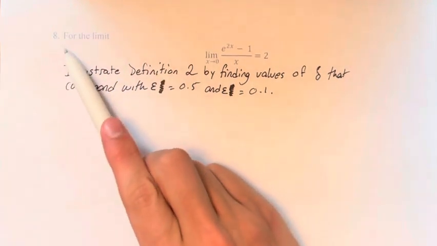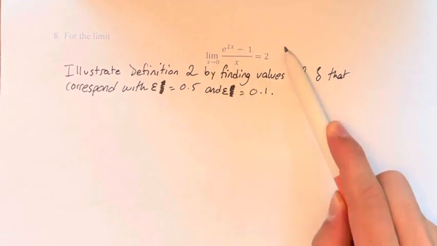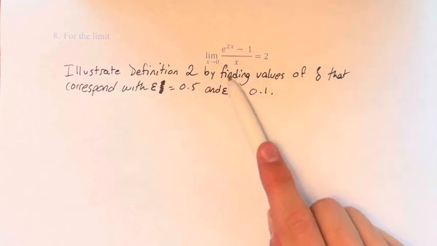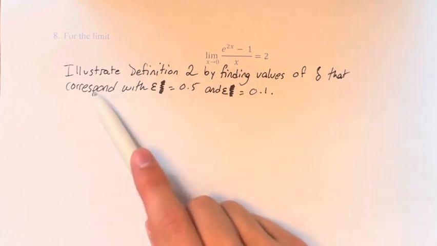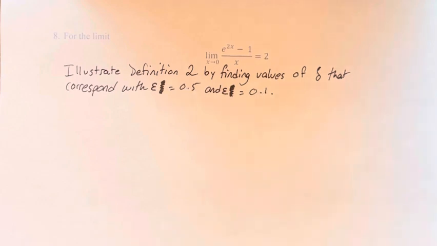In this problem, for the limit as x approaches 0 of (e^(2x) - 1)/x equal to 2, we are asked to illustrate Definition 2 by finding values of delta that correspond with epsilon equal to 0.5 and epsilon equal to 0.1. So what is Definition 2?